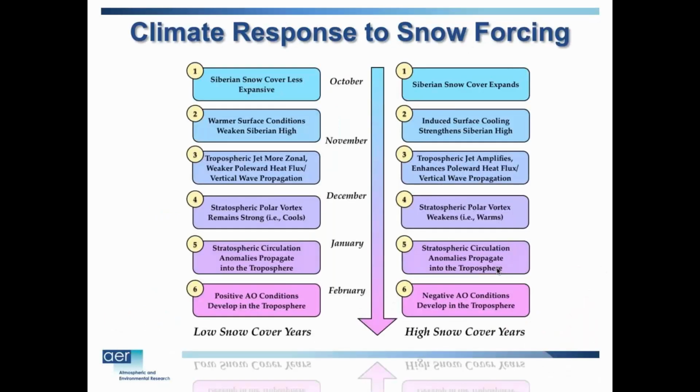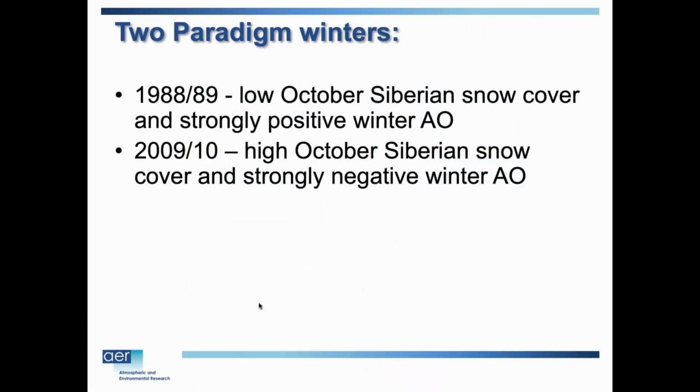And I described it for the positive snow cover case and negative AO, but it's kind of linear, and it works both ways. Just the opposite if you have less snow cover leading to a positive AO and milder conditions across the northern hemisphere. So to support this six-step process, I'm going to compare and contrast two different winters. The first one is 1988-89, where we had low October snow cover and a strongly positive winter AO, and the other one is 2009-10, which is high October snow cover and a strongly negative AO.